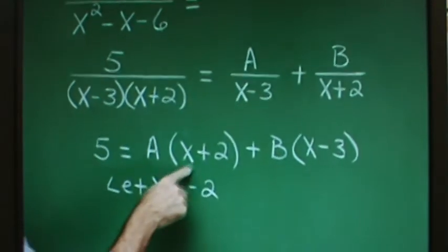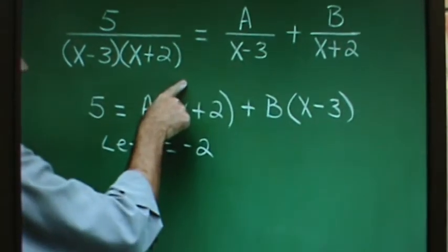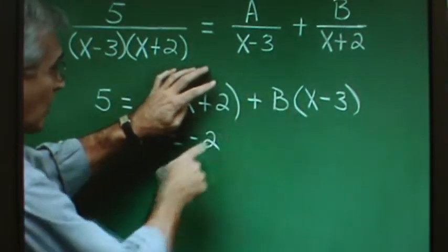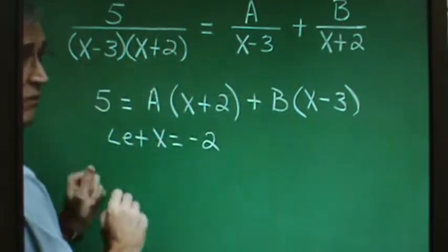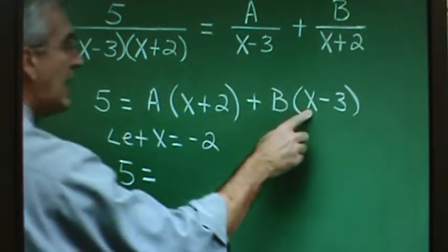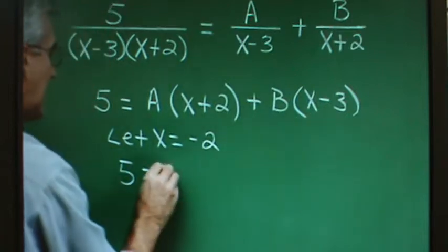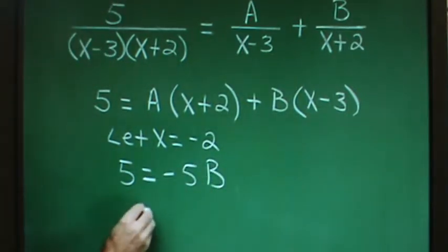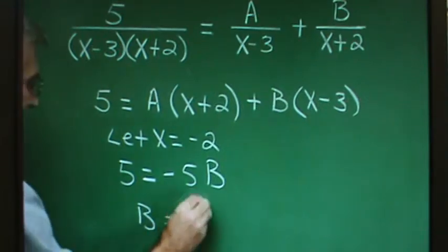You see, negative 2 plus 2, this term goes out. So now we have an equation involving only b, and x has already taken on this value, so we can solve for b fairly easily. So we have 5 then is equal to negative 2 minus 3, that's negative 5, so negative 5b. Dividing on both sides by negative 5, we find b to be negative 1.